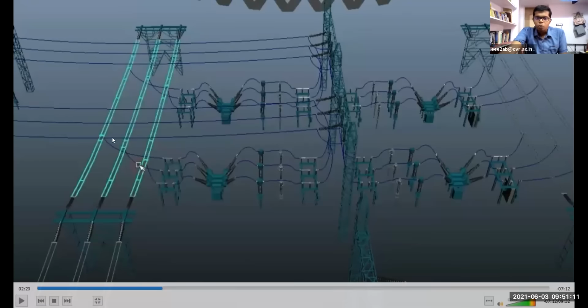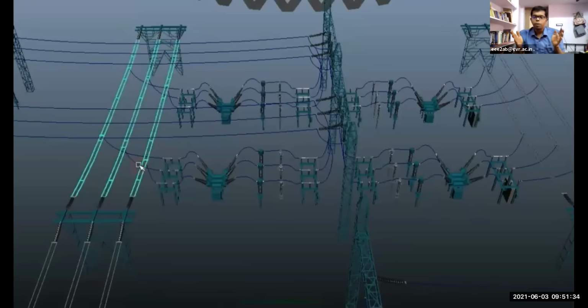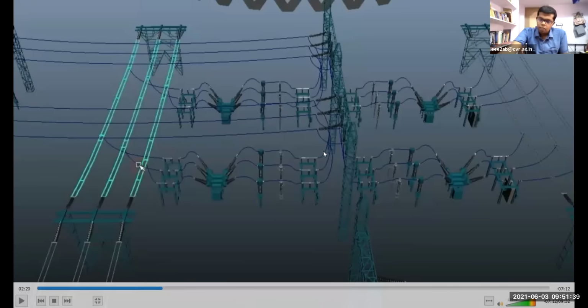So why are these two isolators connected? If you want to isolate this bus from here, you can easily isolate. Again, if you want to isolate this line, you can easily do so. So two stages of protection. Sometimes, due to some insulation failure, an isolator also may fail, so we are giving two stages of protection.